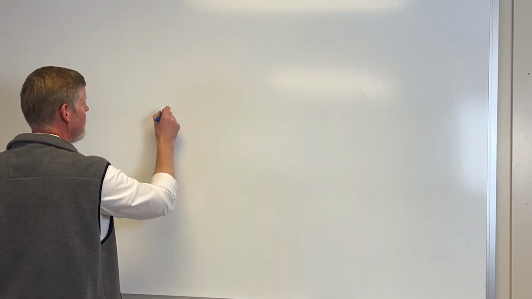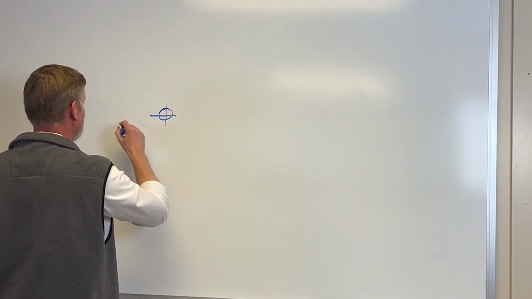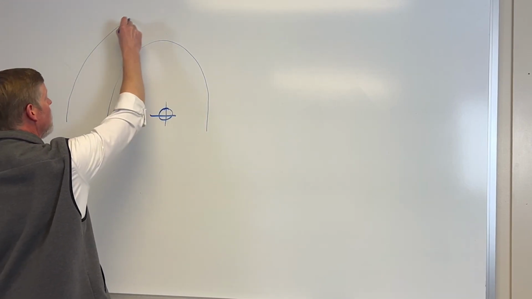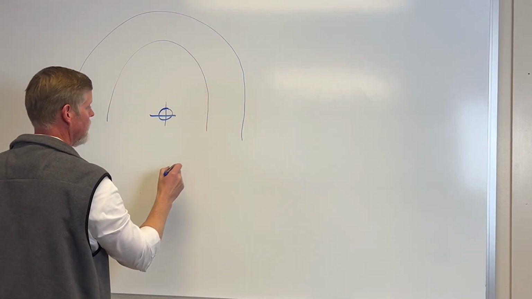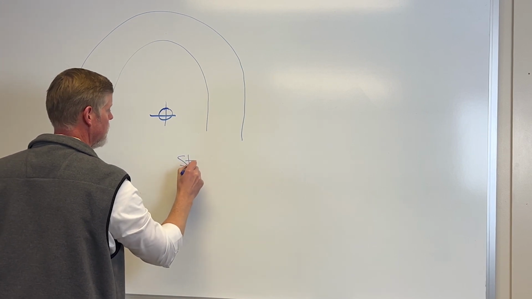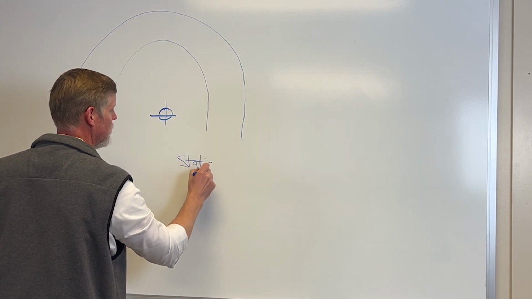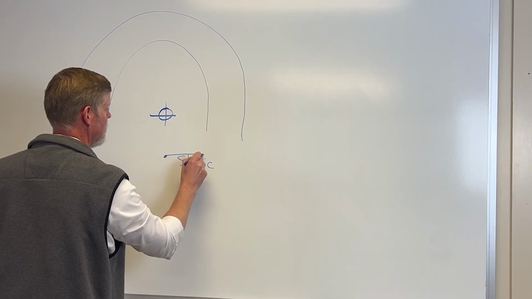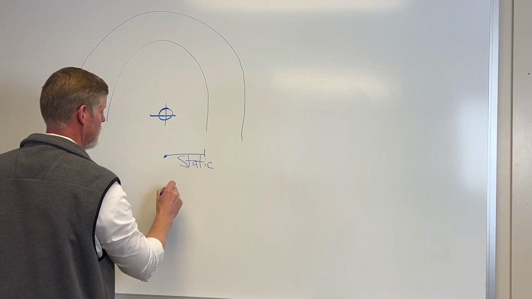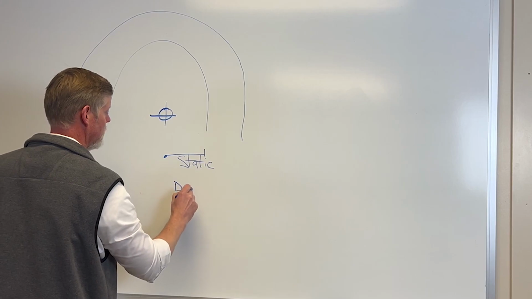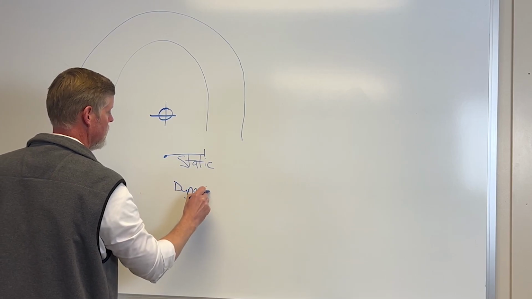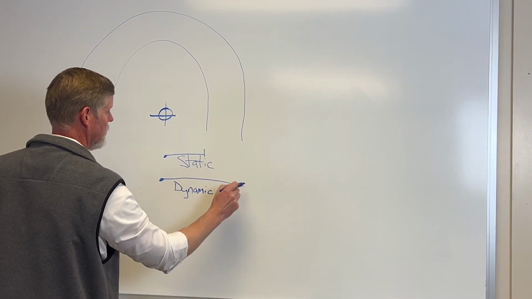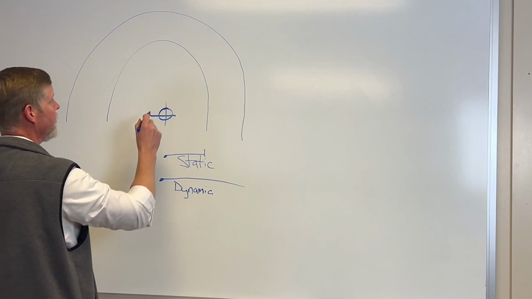This is the center. This is static at 5 times the diameter. And this is dynamic, which is based on 10 times the diameter to get your bend radius.